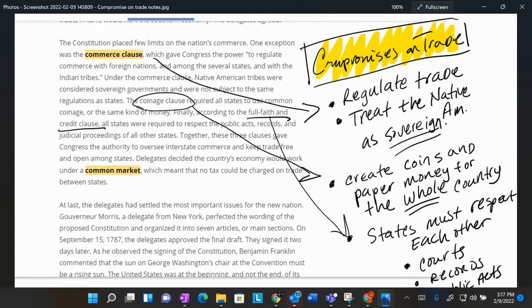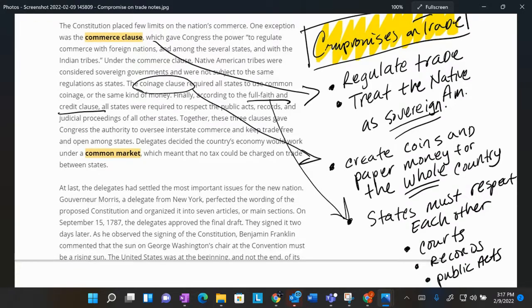Okay, they needed to respect their practices, their public acts, their records, and just have a basic general respect for how they do things in their state. All right, so that is the Full Faith and Credit Clause. Those are the notes. Let me give you the summary, and then you can pause it and type in your notes.